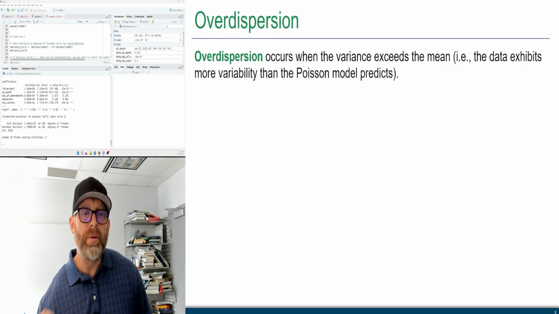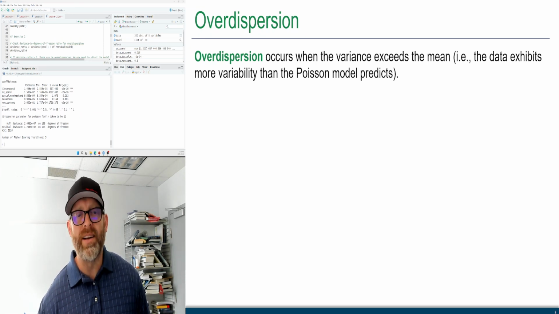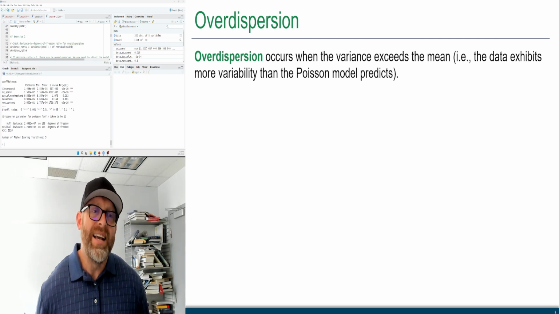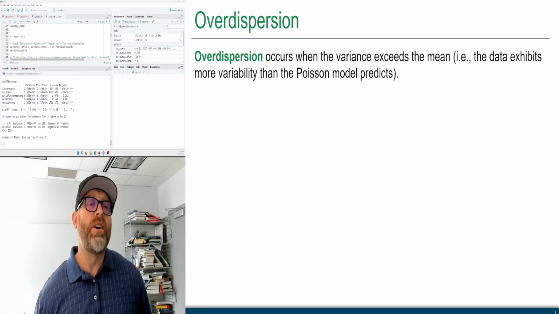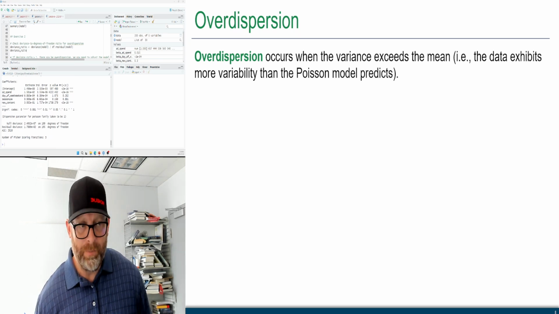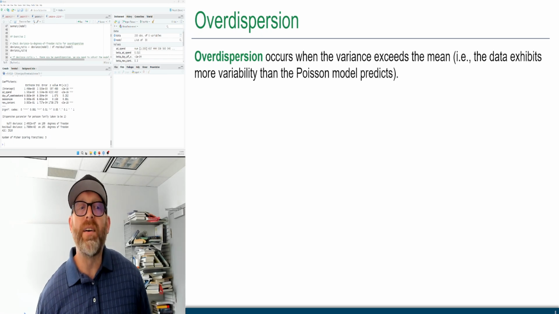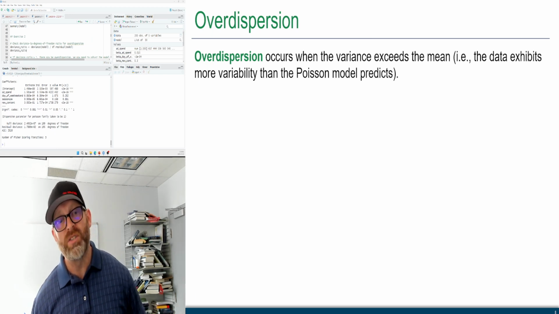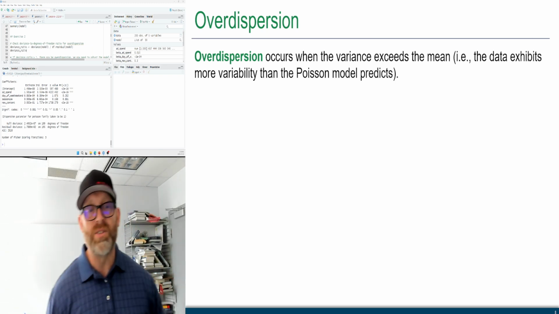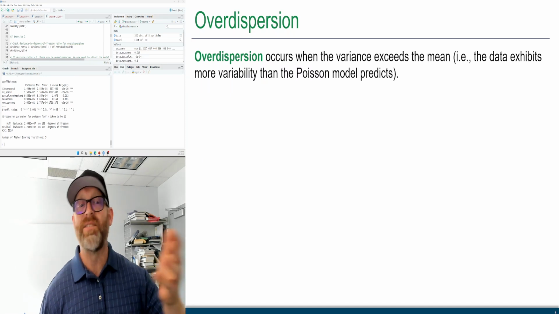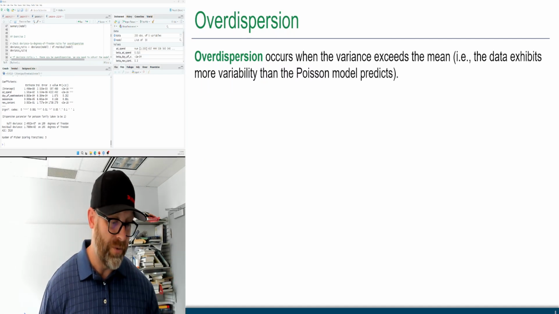All right. So when we were talking about the mean and the variance having to equal one another, what happens if they don't? What happens if there is a violation of this? And this is where overdispersion comes into play. Overdispersion occurs when the variance exceeds the mean. So the data exhibits more variability than the Poisson model predicts. Again, the Poisson model predicts that whatever the average is, the variance is as well. So if the average increases, the variance increases. If the average decreases, the variance decreases, and so on and so forth.